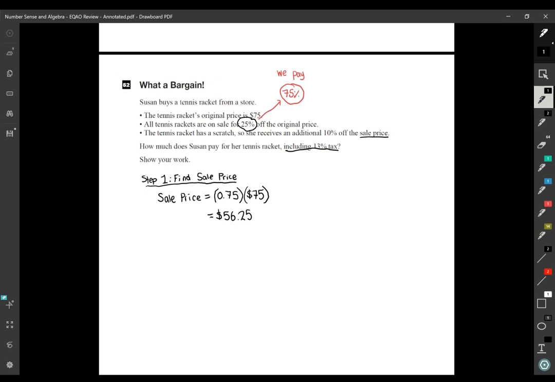Now, the tennis racket that Susan chose, it ends up that she chose a racket that has a scratch. So she receives an additional 10% off. But this 10% is off of the sale price. It's not off of the original price, which the 25% one was. So we're going to have to do another calculation.